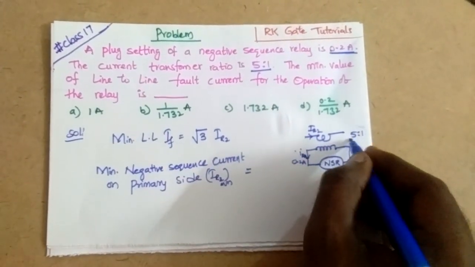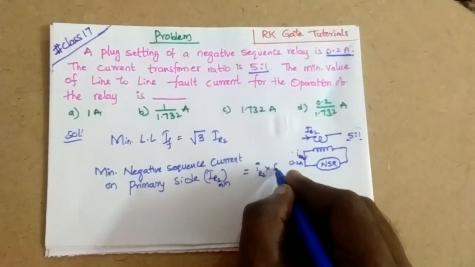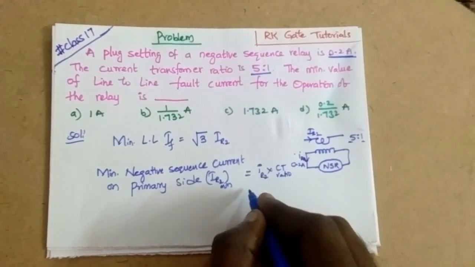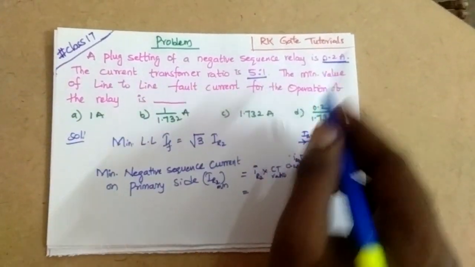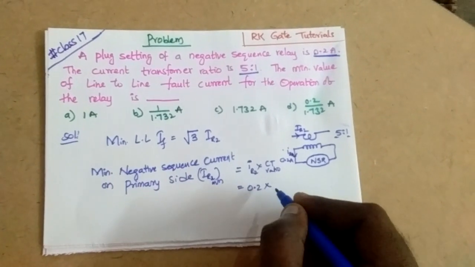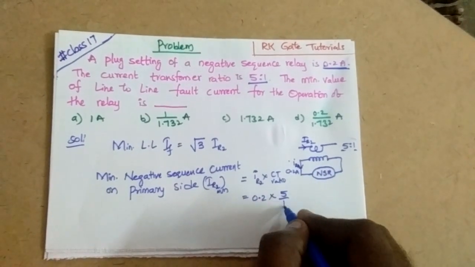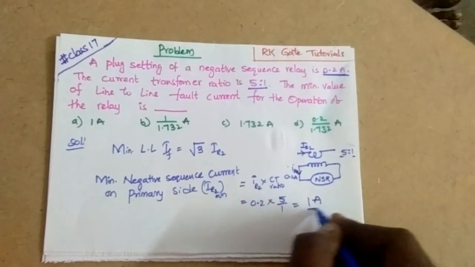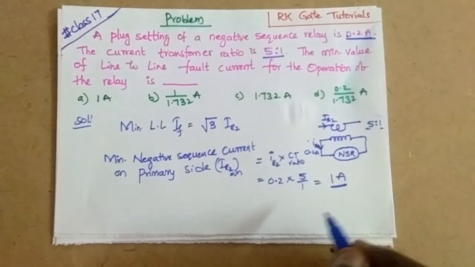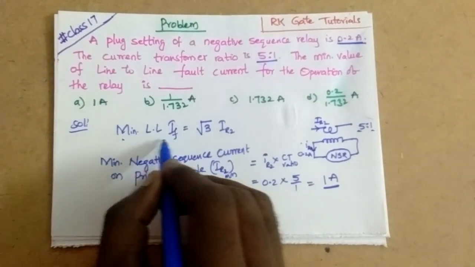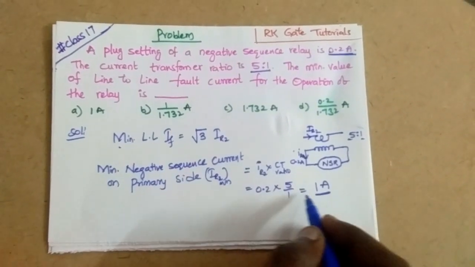So how do you get it through the CT ratio? This is the primary, this is the secondary. So simply multiply IR2 by the CT ratio. So what is IR2? That is 0.2, the plug setting which is already given in the question. 0.2 amps multiplied by the CT ratio. We want it on the primary, so primary on top, secondary at the bottom, you will get 1 amp. So this is the minimum negative sequence current on the primary side, but he is asking to calculate the minimum line to line fault. This is the phase current.